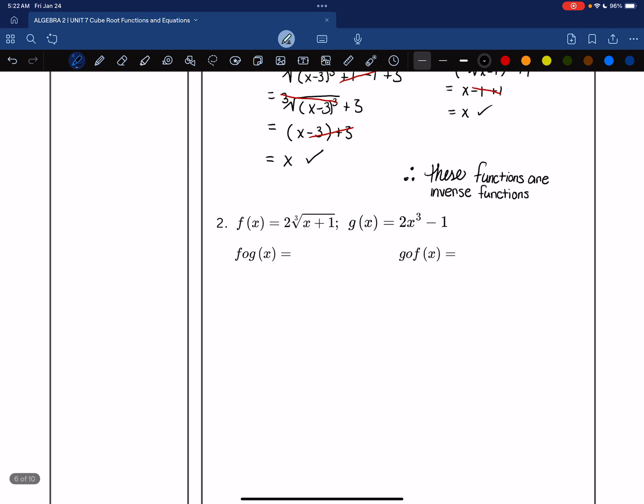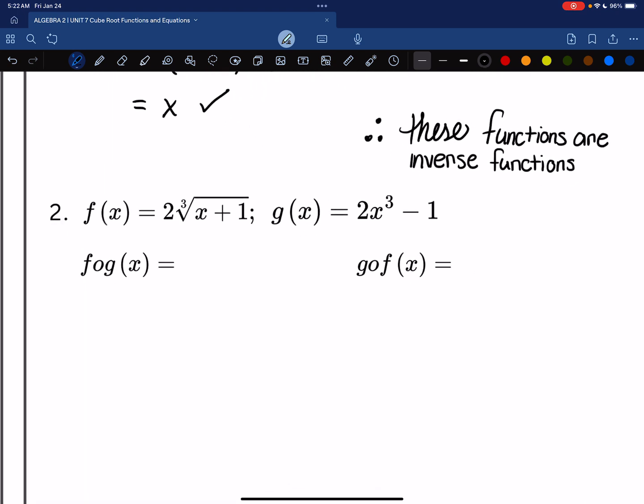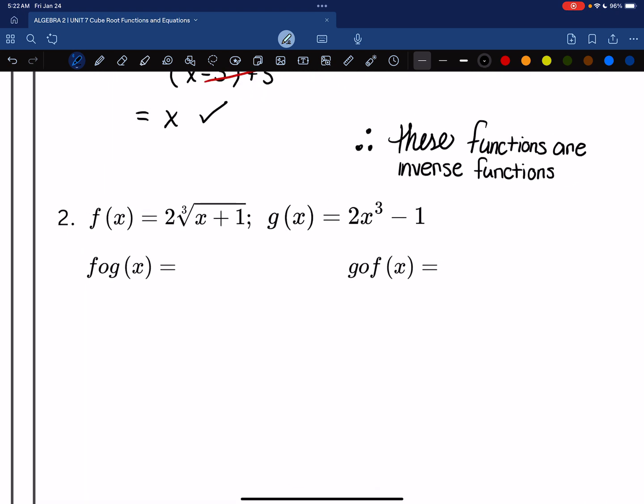Let's go ahead and start by highlighting our two functions. I think it really helps a lot to see this visually. So we've got our f function, we've got our green function, our g function, and we're going to first begin by composing it as f of g. So that is to take and plug g inside of f.